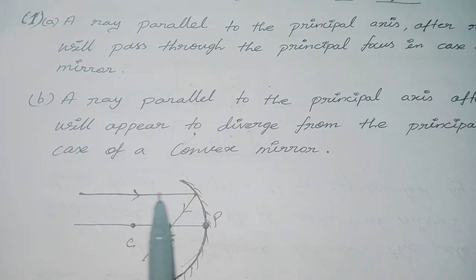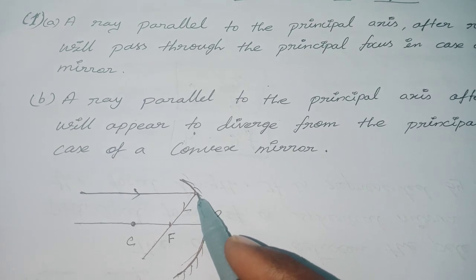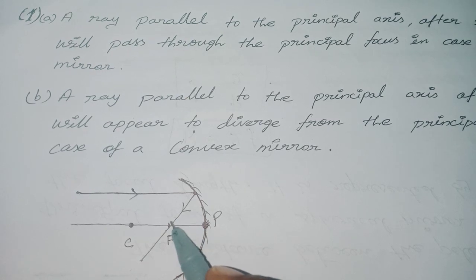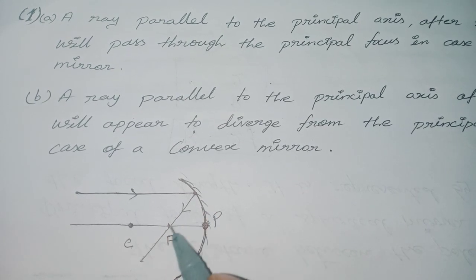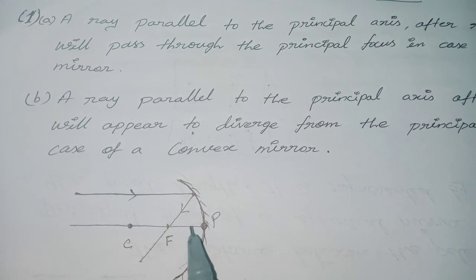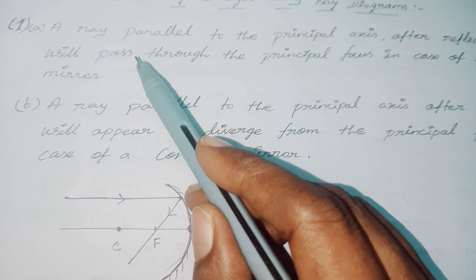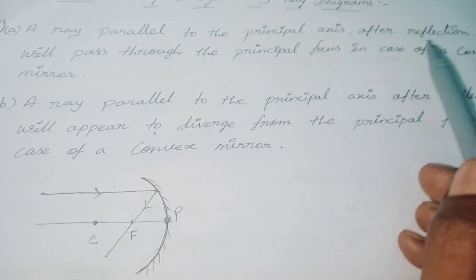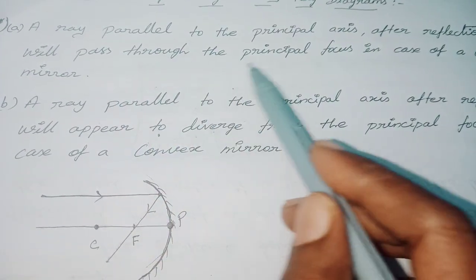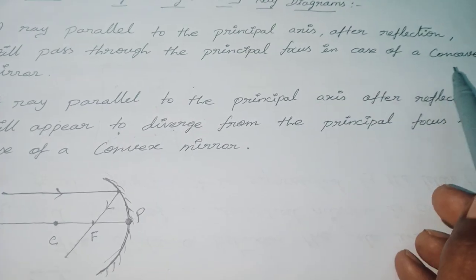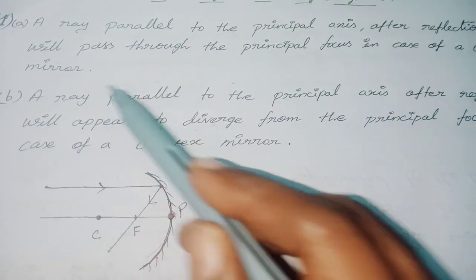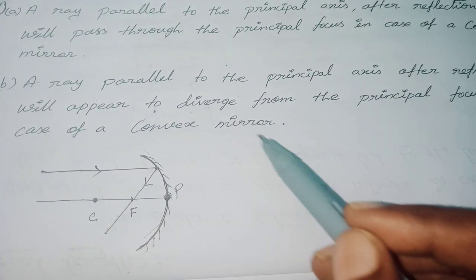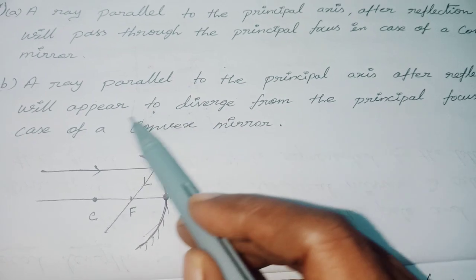So this is the incident ray. This is the point of incidence, and after it gets reflected, it passes through the focus. The reflected ray passes through the principal focus. So this is the first rule. See the definition: the ray parallel to the principal axis, after reflection, will pass through the principal focus in case of a concave mirror. Now in case of a convex mirror, what will happen? The same thing will happen, but the definition will be different.